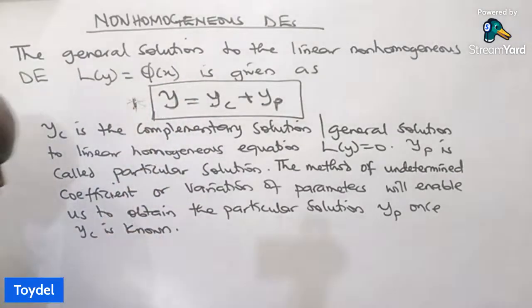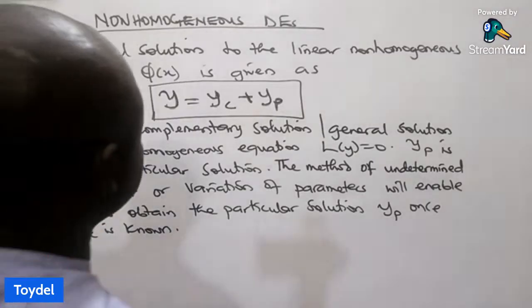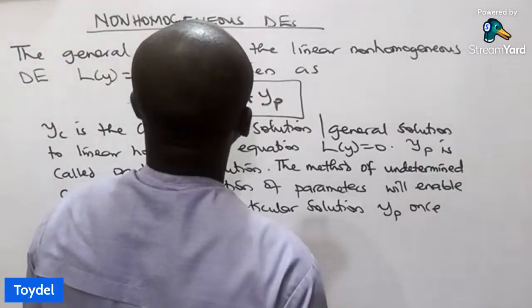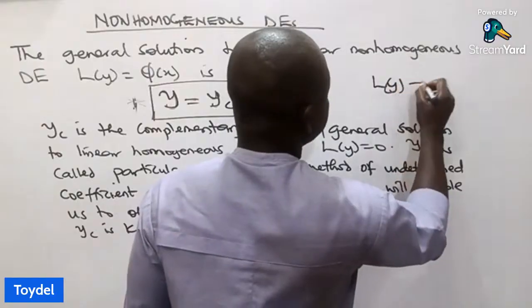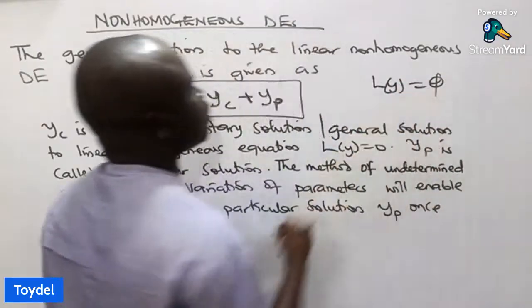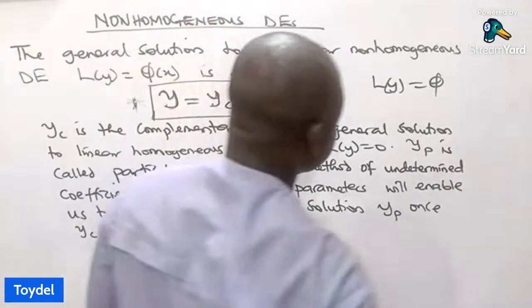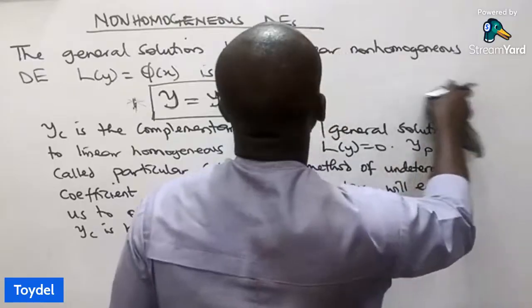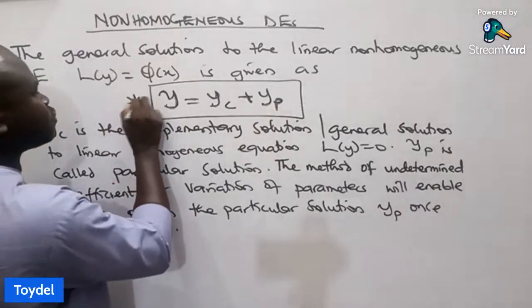In this case, there are two things that are involved. When we have linear non-homogeneous differential equations, our L of y will be equal to phi. That is, the right hand side will not be equal to 0. In the case of homogeneous, the right hand side of the differential equation will be equal to 0. But in the case of linear non-homogeneous differential equations, the right hand side will not be equal to 0. So we'll be required to find two solutions.